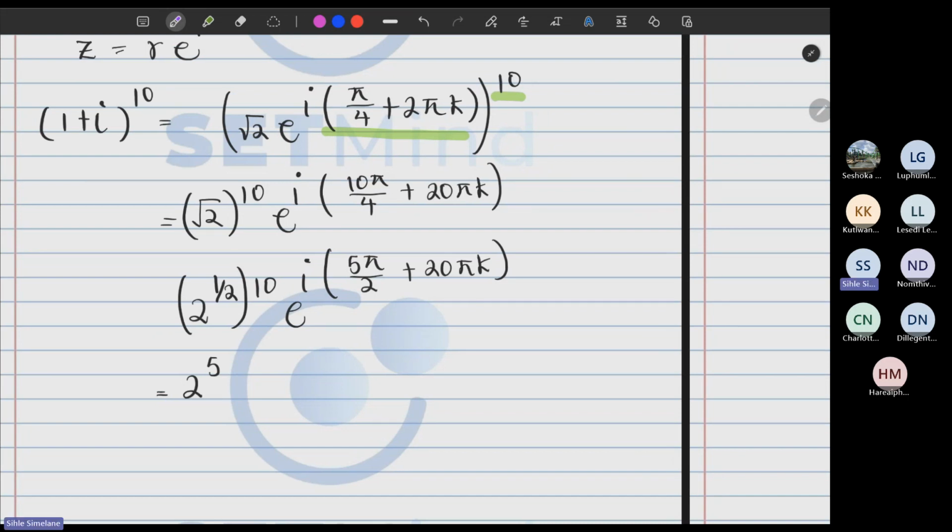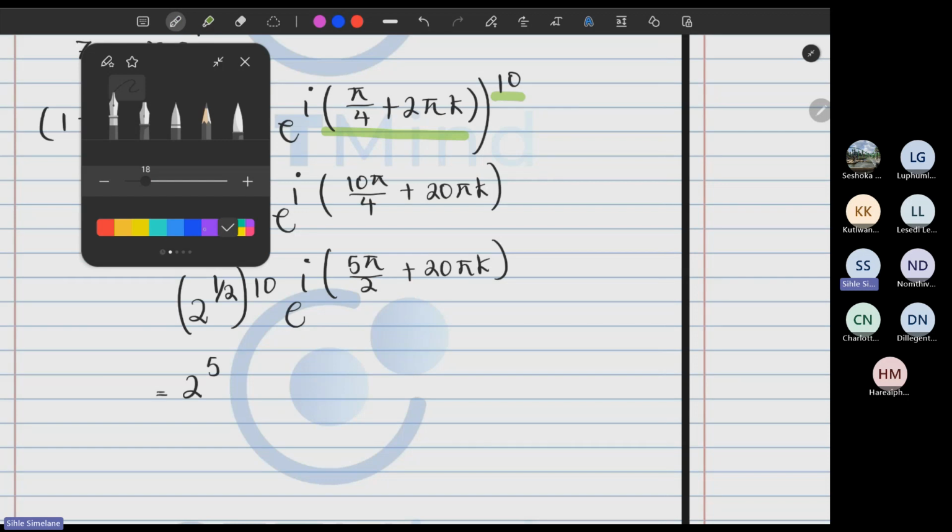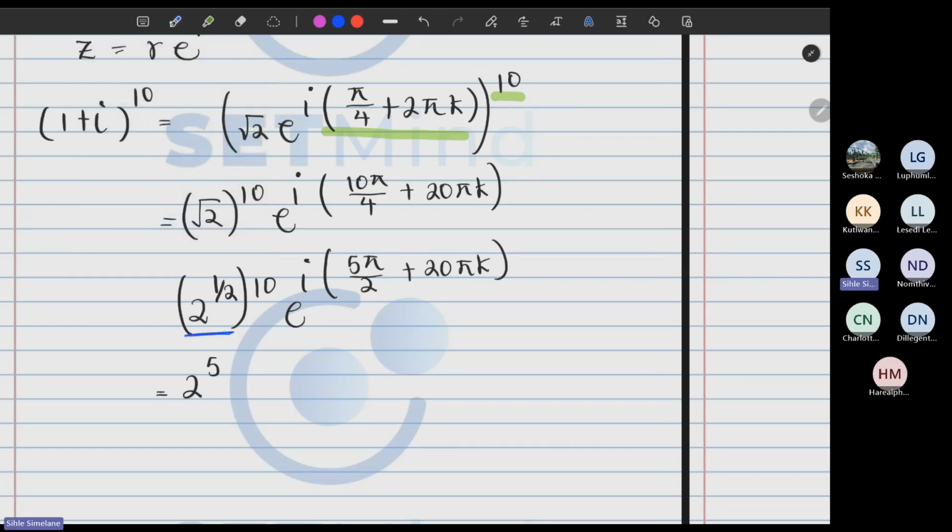So they said the final answer should be in what? Modulus argument form. Yes. Okay, so this is our modulus there after applying the 10, and then our angle is all what is up there. So our angle is 5 pi over 2, and then plus our 20 pi k. Do you have any questions?